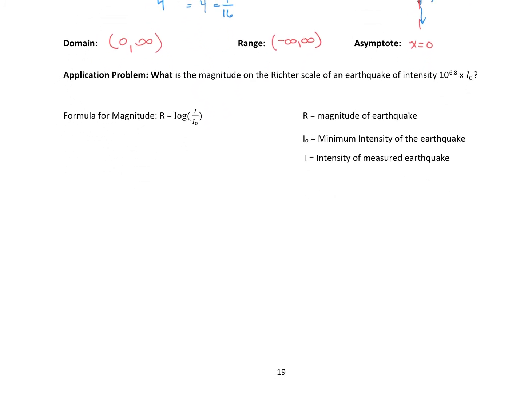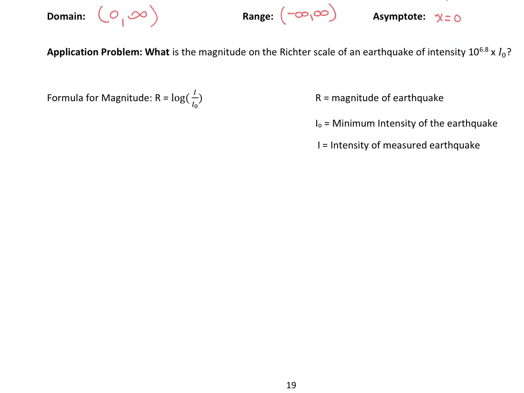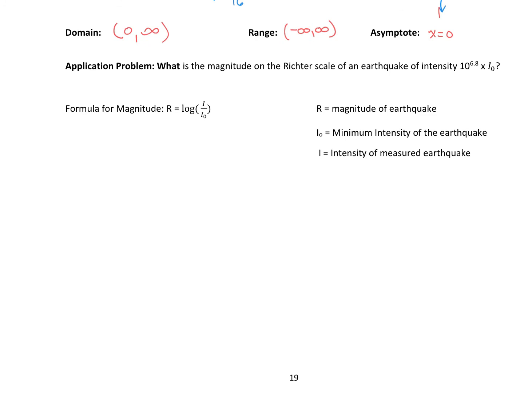Here is an application problem. What is the magnitude on a Richter scale of an earthquake of intensity 10 to the 6.8 times I sub 0? Well, we have a formula for magnitude. The Richter scale, R, is log of I over I sub 0.